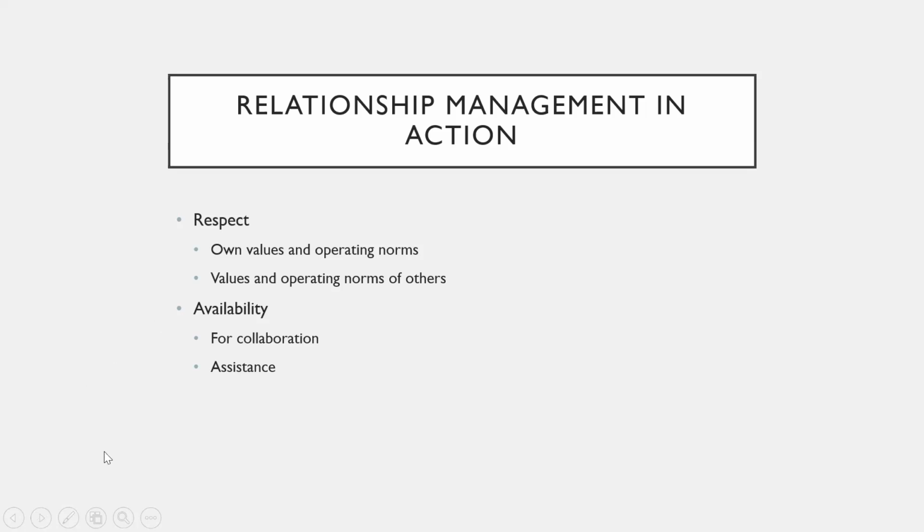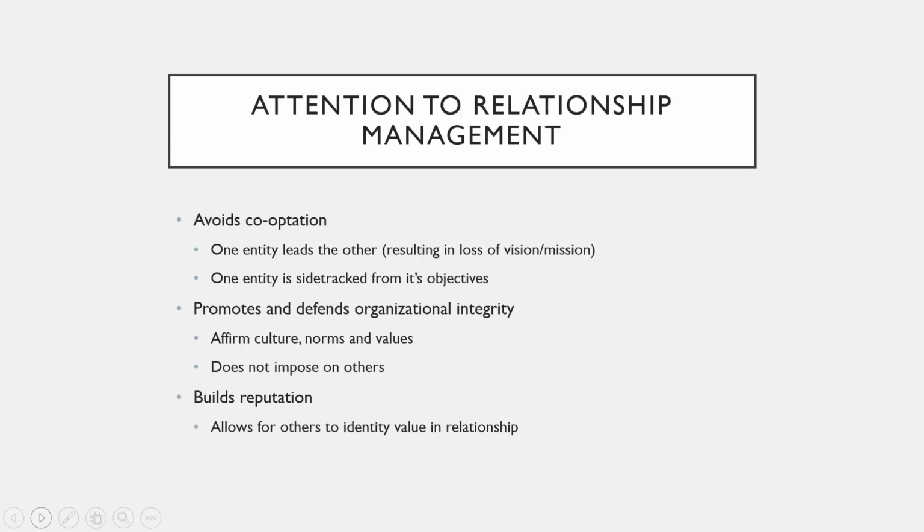Attention to relationship management. There are some red flags that we need to look out for, because in organizations you find from time to time persons who try to influence others to do things their way to get a different outcome from what was the original plan. And so we try to avoid co-optation. One entity leads the other, resulting in loss of vision or mission. One entity is sidetracked from its objective.